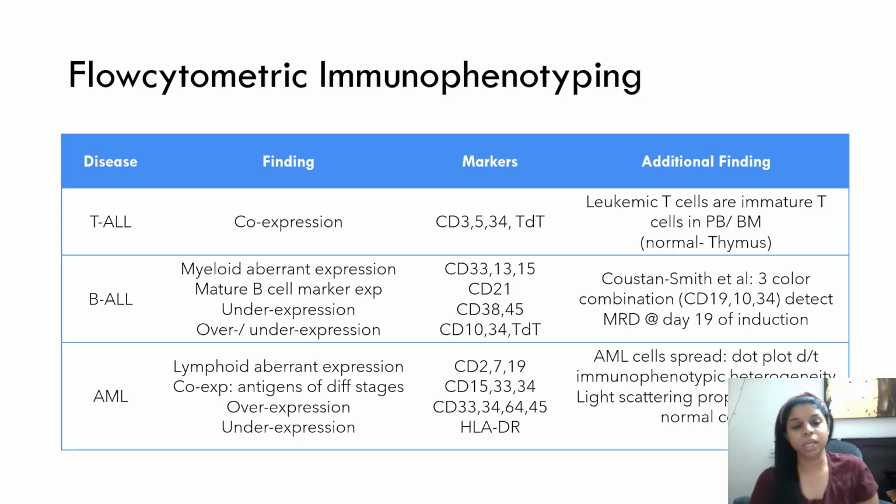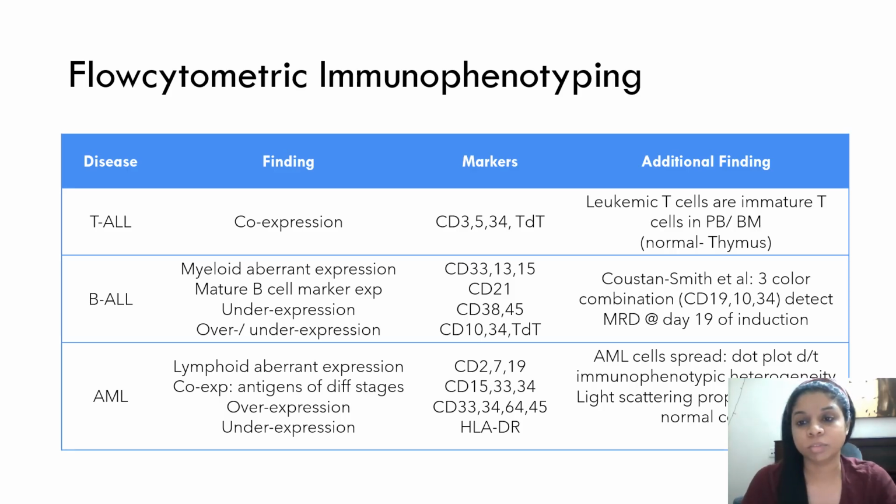And then in B-ALL, what are the types of markers that you identify in leukemic cells? There can be myeloid aberrant expression. So in lymphoblasts, you may see myeloid markers like CD33, 13, 15, etc. And if you are seeing a mature B cell marker in the blast cells, that is CD21, under-expression of CD45 and 38, and either over- or under-expression of CD10, 34 or TdT.